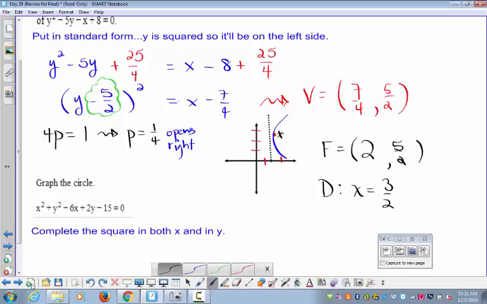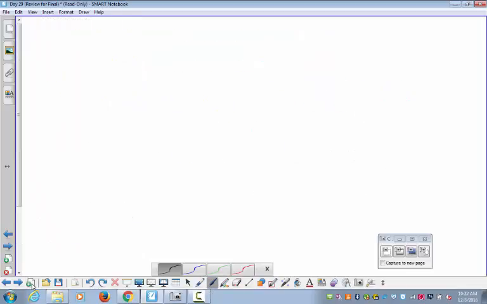I want to throw in another parabola real quick before we go on to the next one. Let's suppose we have x squared plus 8x equals 3y minus 2.